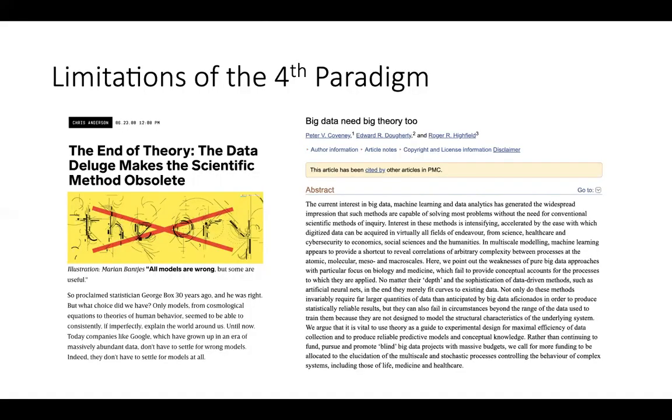Folks who have been working in this area for a while would recognize that there was a debate to this effect just over a decade ago: is the data deluge characterized by big data going to lead towards the end of theory? And as our experience in the last 10 years has shown, that is actually not the case, because big data needs, well, big theory.